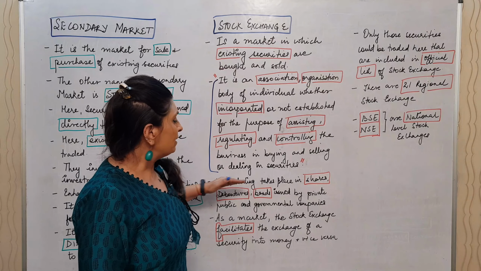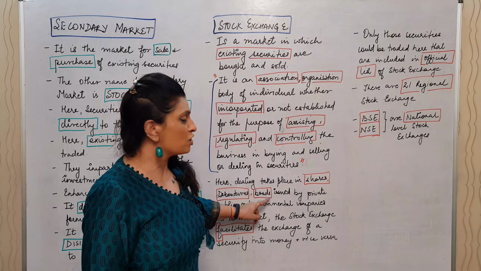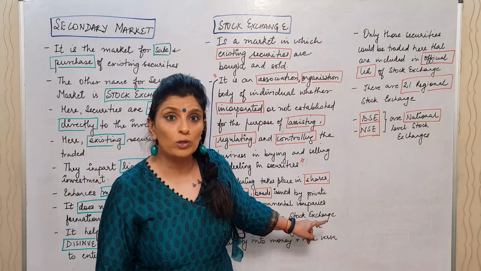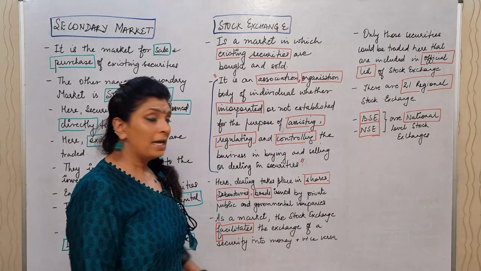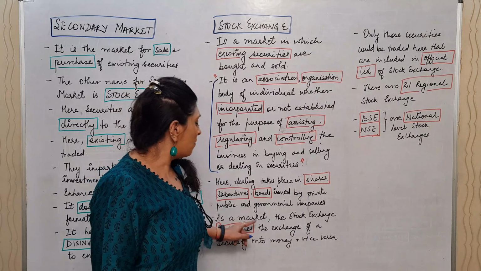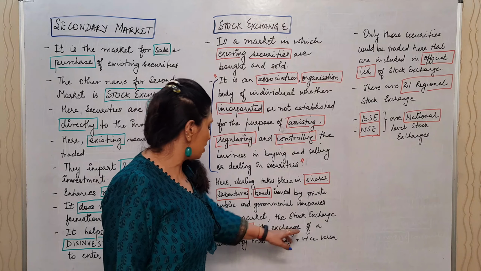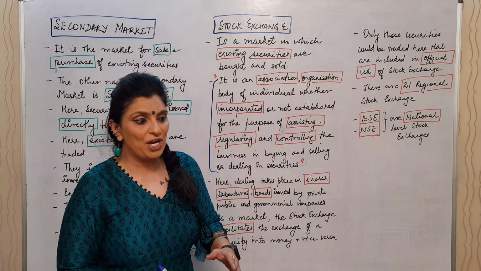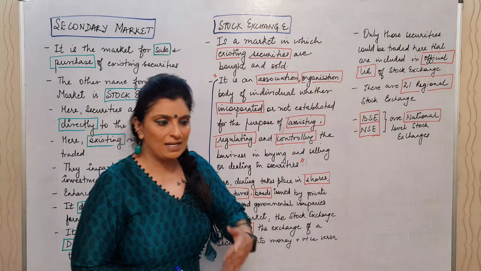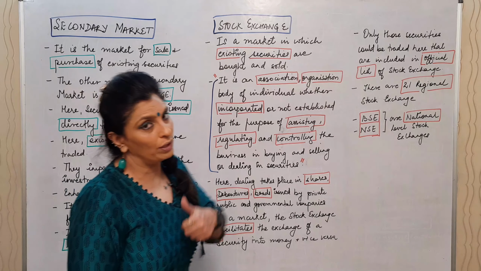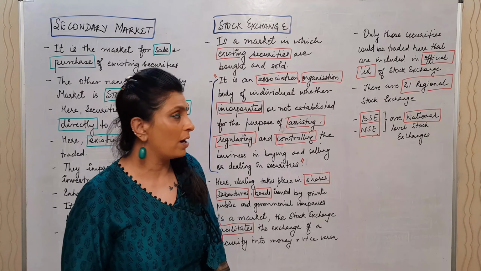Now, here dealing takes place in shares, debentures, and bonds issued by private, public and government companies. Yes, we do have all types of companies issuing shares. Even the banks nowadays issue their shares. So as a market, the stock exchange facilitates the exchange of security into money and vice versa. Of course, the shares get converted into money, and you can buy the shares with money, and that's why we talked about liquidity. This is what liquidity talks about in the secondary market.